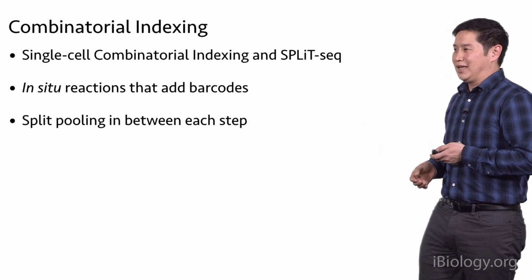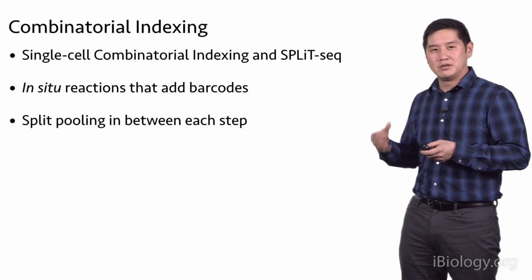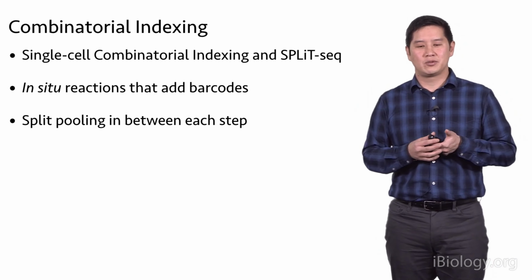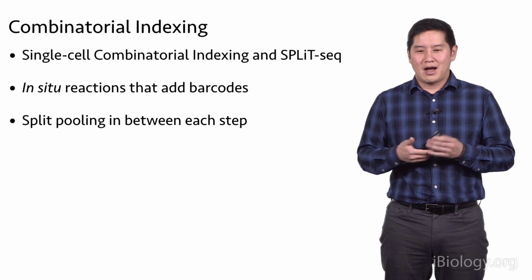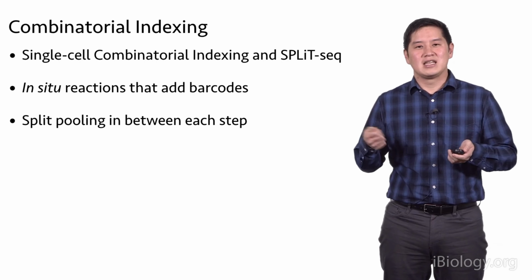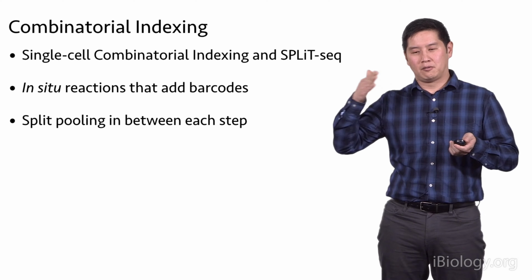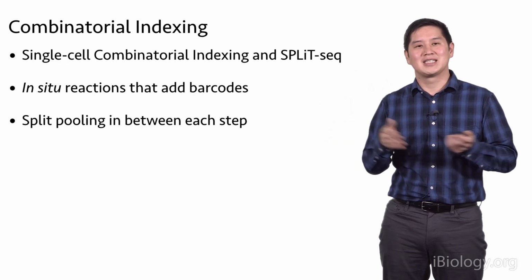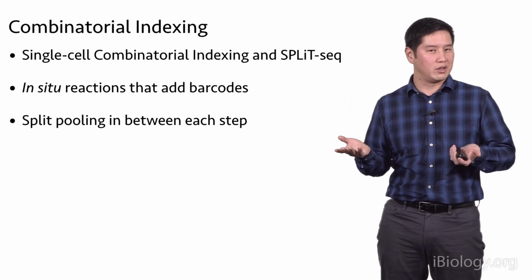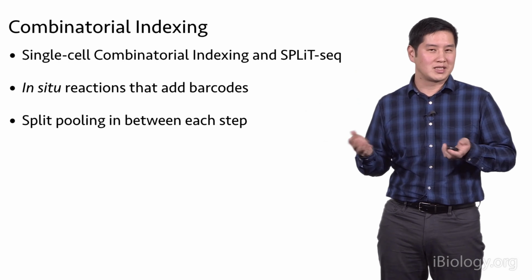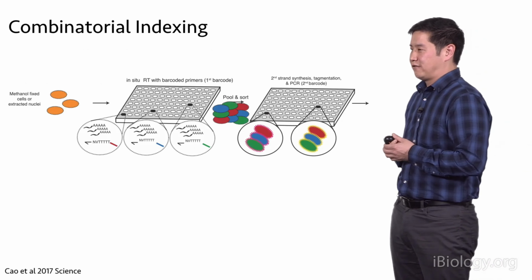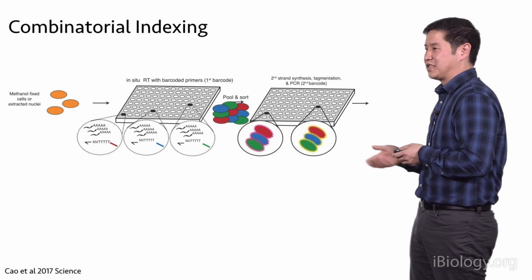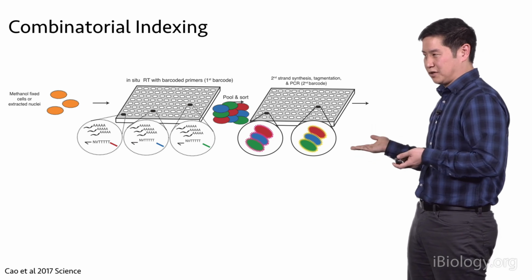And so with Combinatorial Indexing, what happens is you do a lot of in situ reactions, which means you use a cell as a compartment. And you're not working with individual cells at any given moment, but you do multiple rounds of barcoding and mixing so that you generate combinatorial barcodes that will allow you to generate single-cell data. And this is a method from an academic lab at the University of Washington that used the combinatorial indexing method.